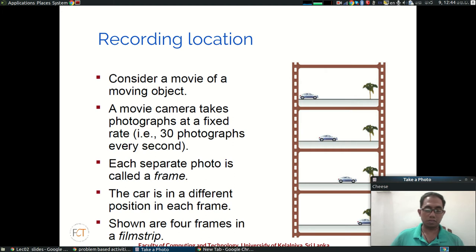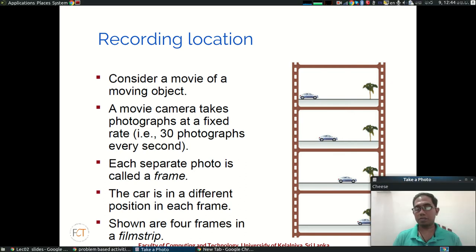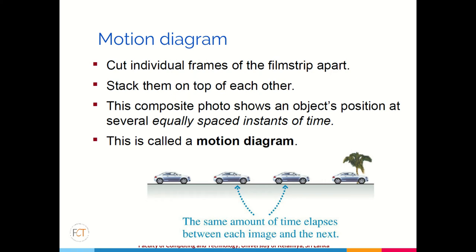And in this particular example, you see a car moving horizontally, four frames of the car moving horizontally, and we call this a film strip. So you have a strip of photographs vertically aligned that has been taken at consecutive time intervals. Now if you cut the individual frames and stack them on top of each other, then you get what we call a composite photo, which is a photo of the object's motion, and this shows the change in the object's position at several equally spaced instants of time. The same amount of time elapses between each image, and therefore you see the progression of the object, and this is called a motion diagram.